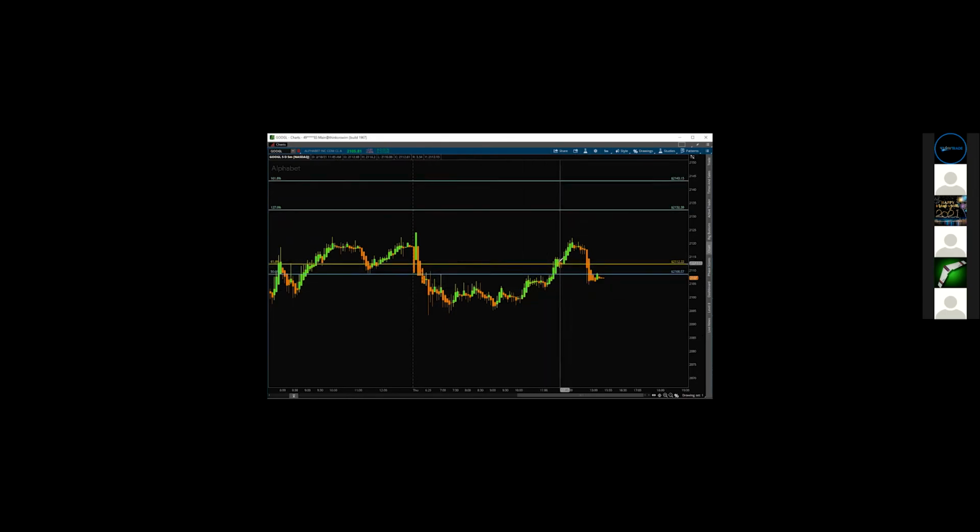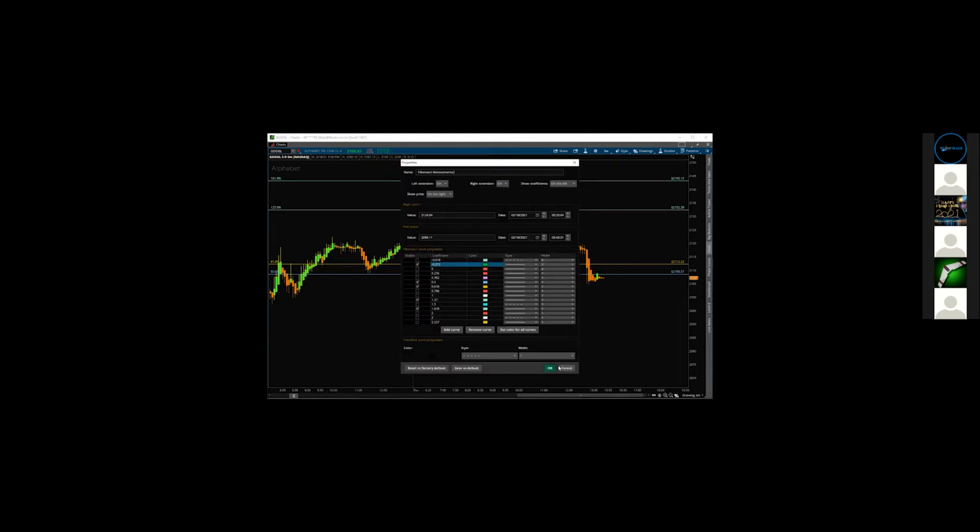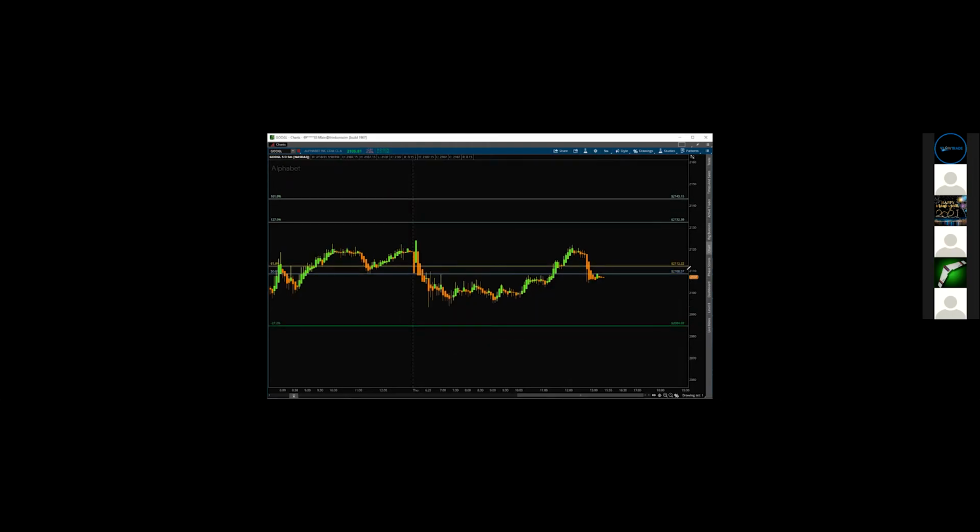So Google, same thing would have happened. We would have dumped. I would have fibbed that first move out, and this would have triggered. I would have held support there. I'd been looking to this as my target. Now we fell back below it. Downside target is this one.